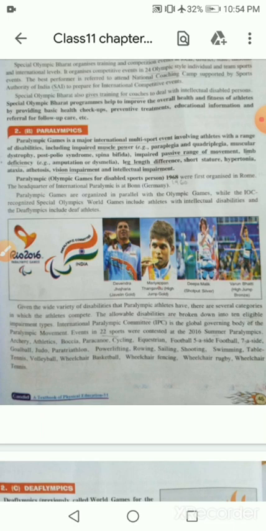In the Paralympic Games there are various different types of disability. In the Paralympics the disabilities are broken down into 10 eligible impairment types. And the International Paralympic Committee is the governing body of the Paralympics.